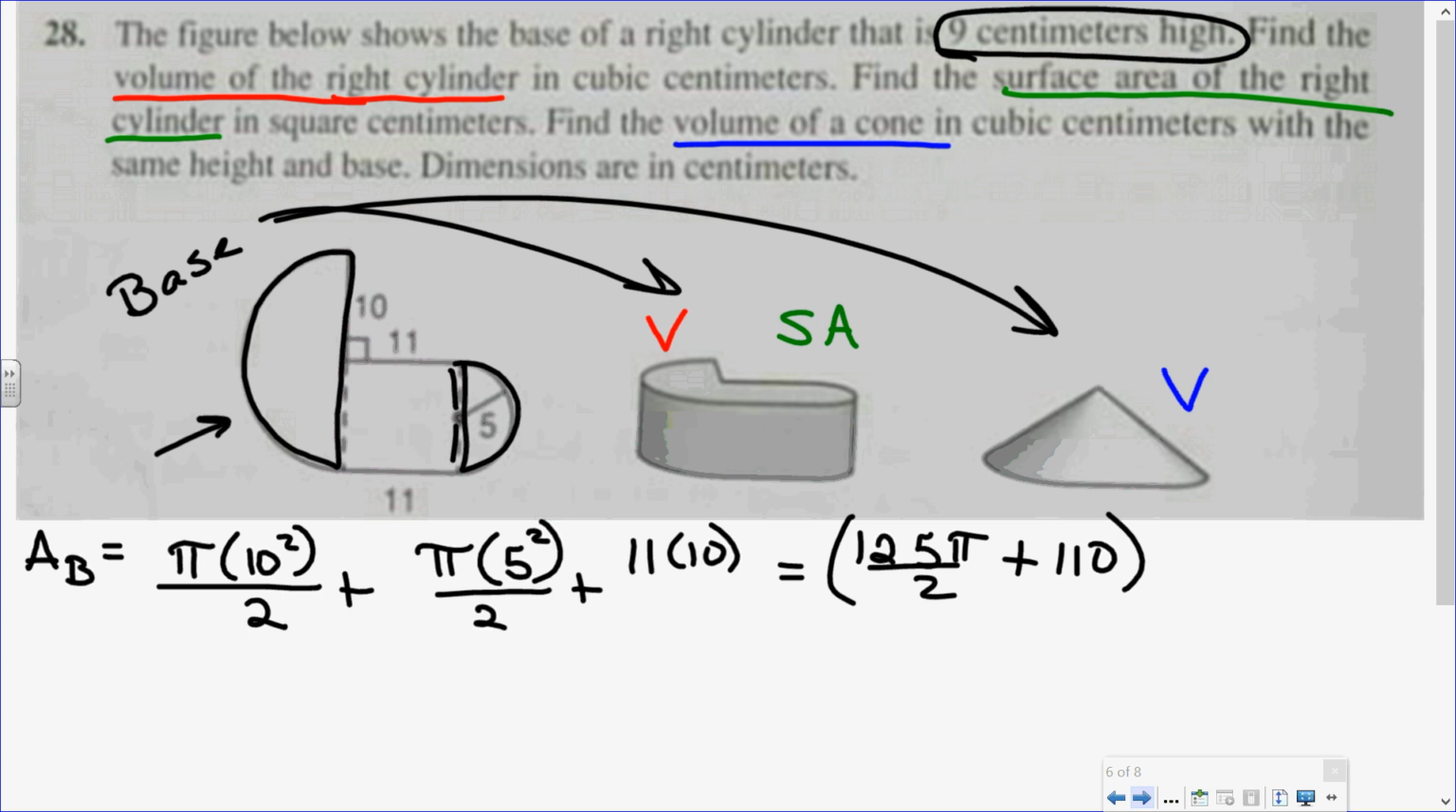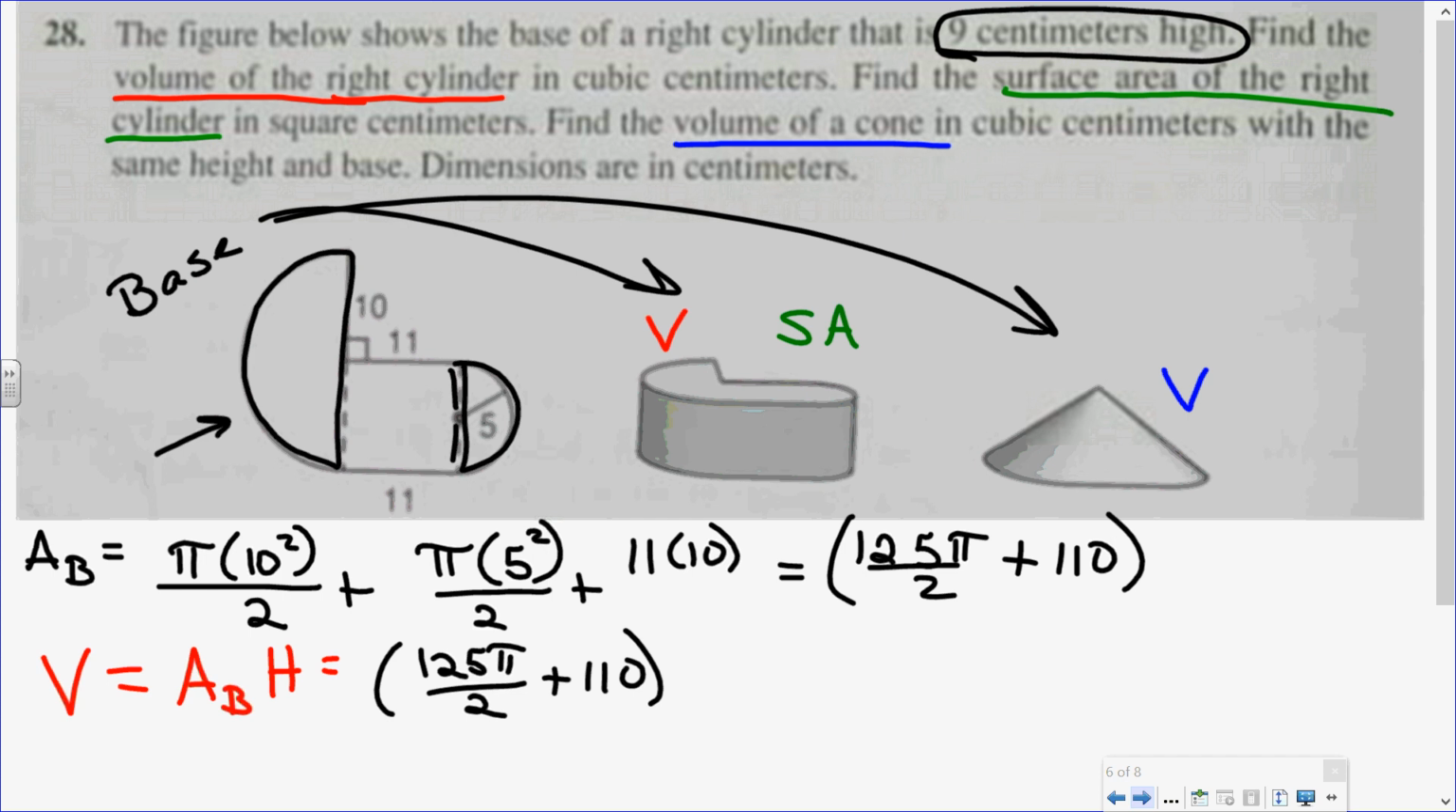So then volume of a cylinder needs to be area of the base times the height. So it's going to be that 125 pi over 2 plus 110 that I just found, times the height, which they told me is 9. So let's distribute the 9. 9 times 125 is 1125 pi, and that's over 2, and plus 990.